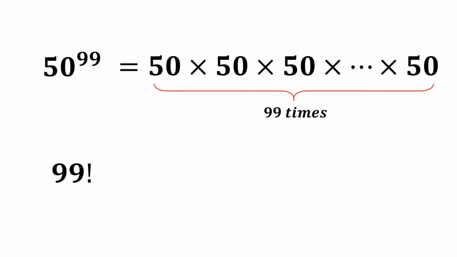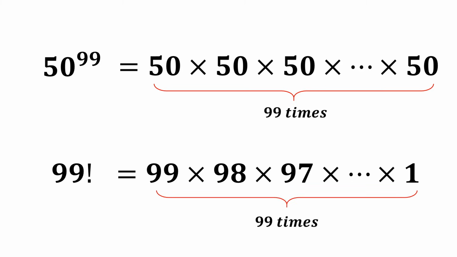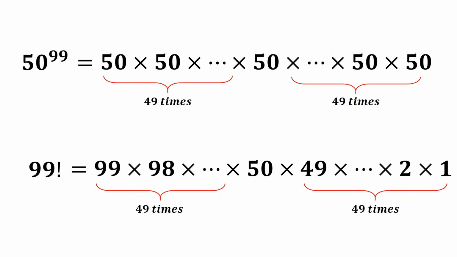On the other hand, we have 99 factorial. That means 99 times 98 times 97, and continuing all the way down to 1. Now, let's see what this expansion tells us. Both expressions are products of 99 numbers. If we compare the numbers one by one, we see that in 99 factorial, 99 is greater than 50, 98 is also greater than 50, and this continues until we reach 51, which is still greater than 50.